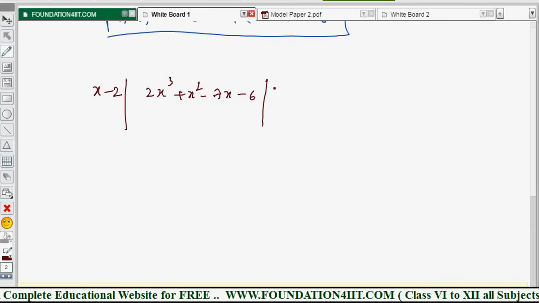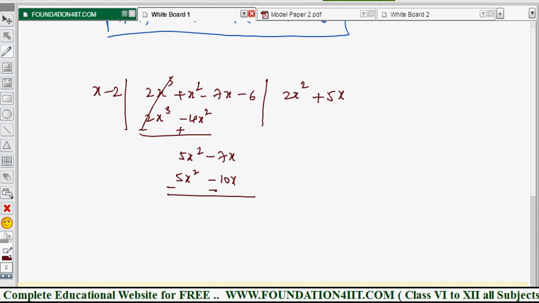You can factorize again. So that is 2x square, 2x square into x is 2x cube minus 4x square; changing the sign, x square plus 4x square is 5x square. Minus 7x is the next term, so plus 10x, 5x into x, 5 twos are 10x. Changing the sign, minus 7 plus 10 is 3x. Next is minus 6, so 3x minus 6, and by changing the sign you cancel and get 0.